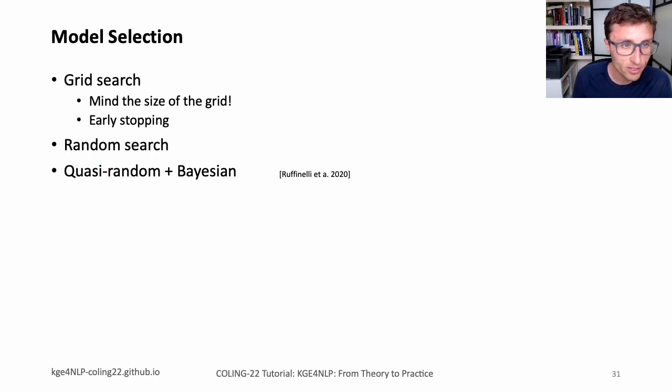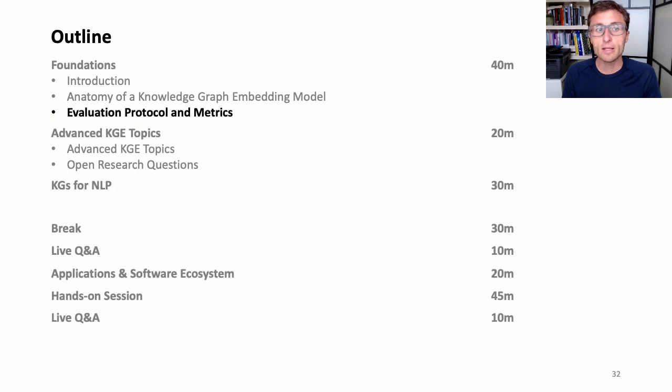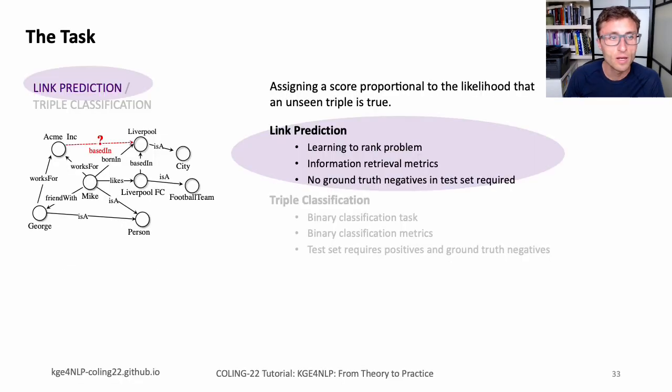A word on hyperparameter selection. When it comes to selecting the best combination of values for hyperparameters, we can adopt conventional methodologies like grid search or random search, or fancier methods like Bayesian approaches. Again, there are a few proposals out there in the literature. And with that, I will now move on to explaining how to evaluate these methods.